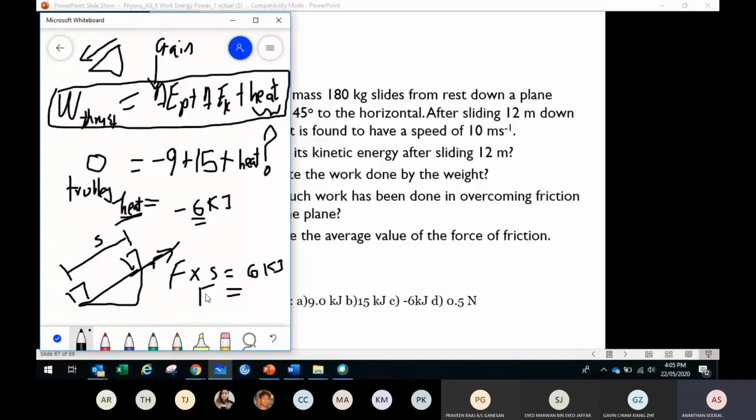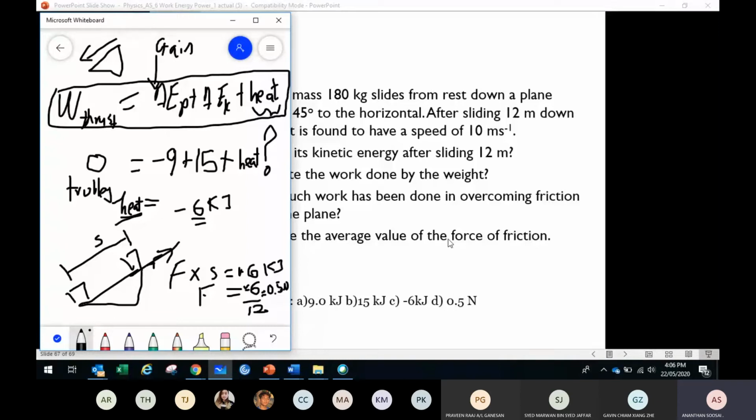So the force will be 6 divided by the 12 meter, because the distance the friction acted over is 12 meters. So the friction is 0.5. You can also maintain negative 6 here, so you get negative 0.5. Negative shows it's opposite direction to the distance. But you don't need to put negative, just put the magnitude. It's 0.5 Newton.